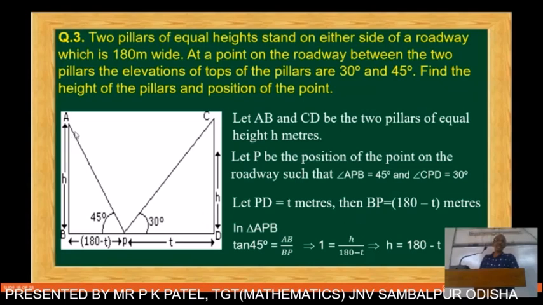So in right triangle APB, tan 45 equals the opposite side AB by BP. That is, using the table, tan 45 is 1, AB is here H and BP is 180 minus T. So by cross multiplication, you can write H equals 180 minus T. Let that be equation 1. H is equal to 180 minus T.